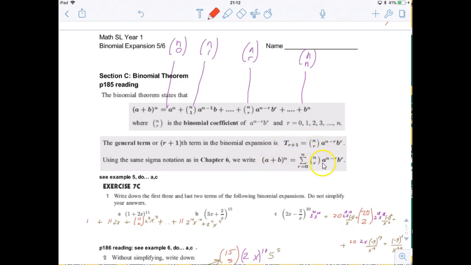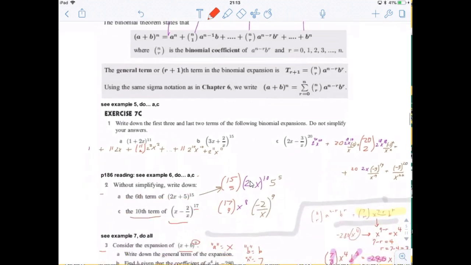Here it is in sigma notation, and I won't spend too much time on that because we haven't talked about sigma notation in class yet because we skipped this chapter. So forget that for now. Okay, let's move down to 7c1.